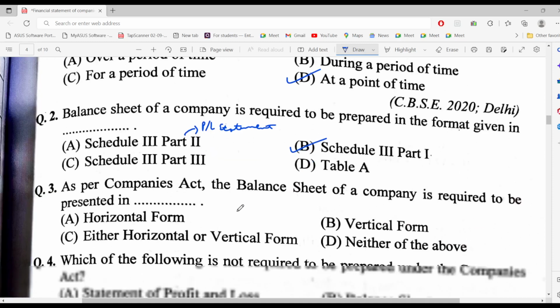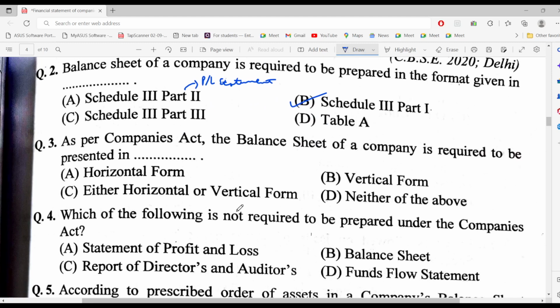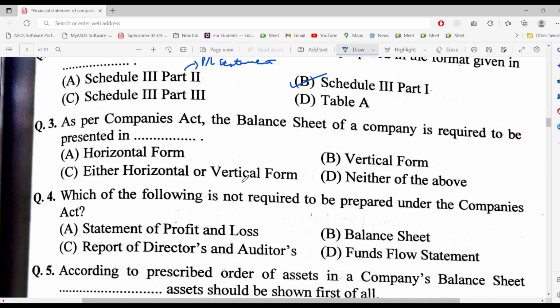As per the Companies Act, the balance sheet of a company is required to be presented in horizontal form, vertical form, either horizontal or vertical, or neither of the above. Vertical form.